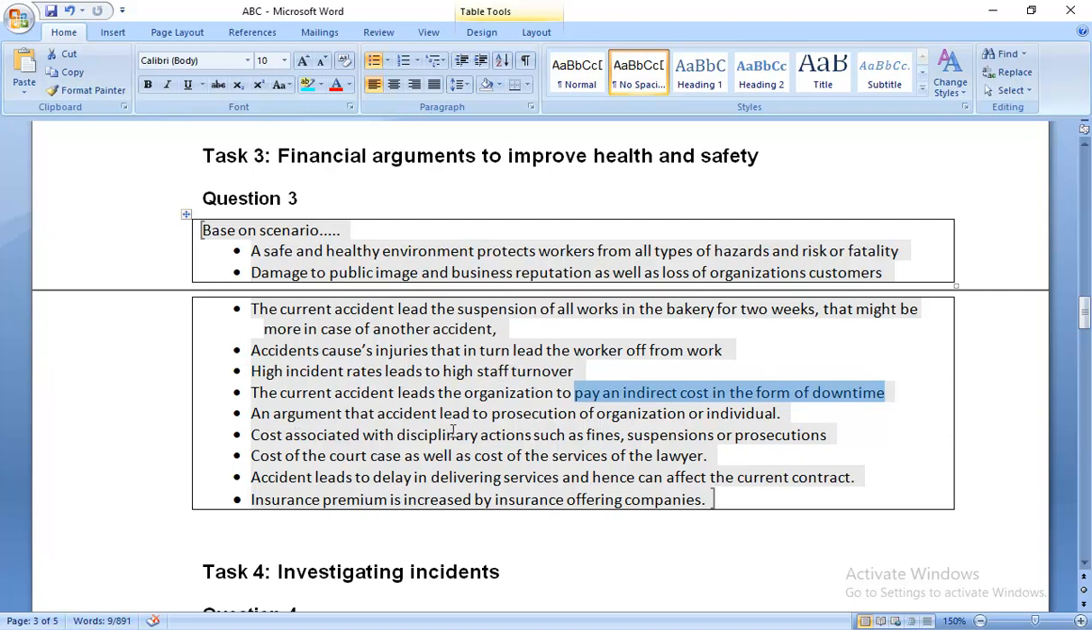Another argument is that accidents lead to prosecution of the organization or individual, with costs associated with disciplinary actions such as fines, suspension or prosecution, and the cost of the court. Accidents lead to delay in deliveries and higher insurance premiums. So these are the financial arguments that you can use to advise or suggest to your director for managing health and safety.